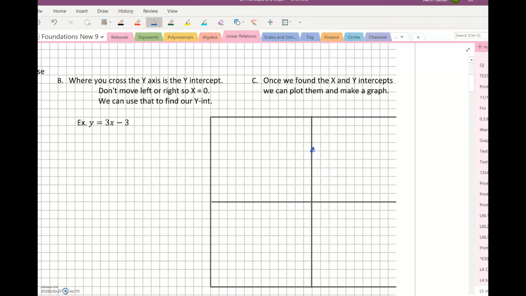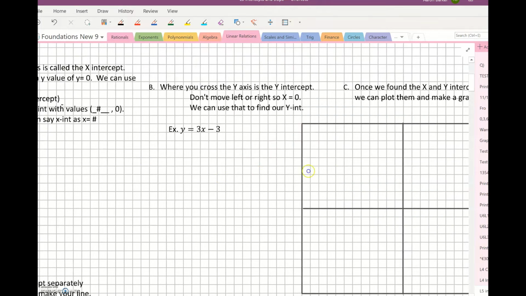Now once we get 2 points like this, then we can graph a line. As well, we did interpreting graphs yesterday. These values have very important information for us. They tell us things about our graph and our equations. So we really want to find those numbers. They're very important when you're making decisions about your situation.